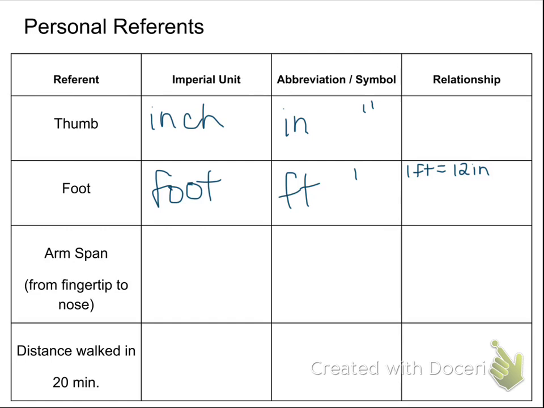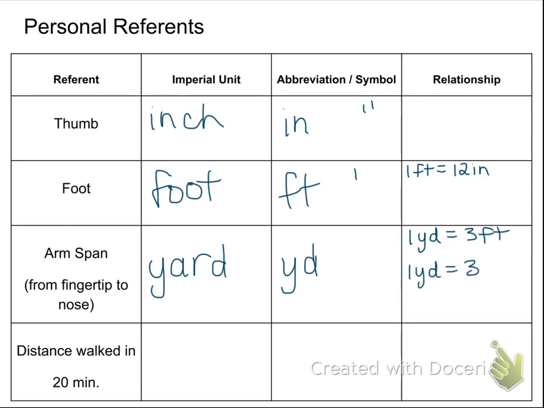All right, arm span. When we're talking arm span, we're talking the length from your nose to your fingertip, and that is approximately a yard. The abbreviation for yards is YD, and there is no fancy punctuation abbreviation. As far as their relationship goes, 1 yard is the same thing as 3 feet. And then if you use that, 1 foot is 12 inches. We also know that 1 yard is the same thing as 36 inches.